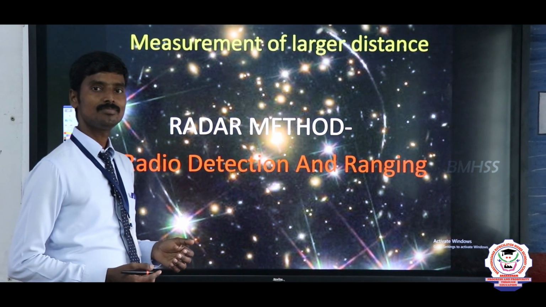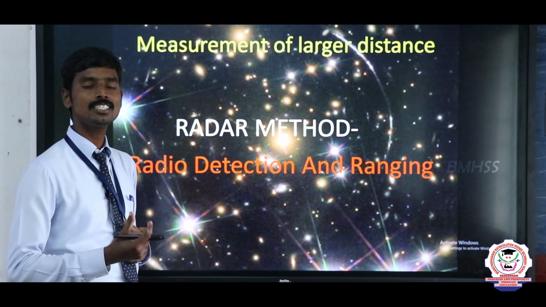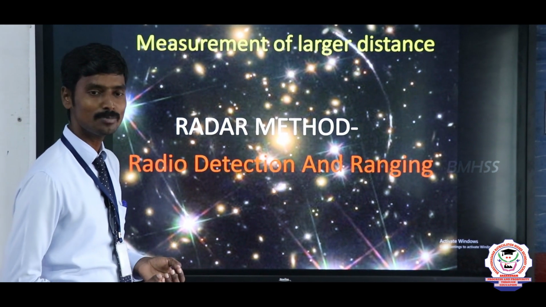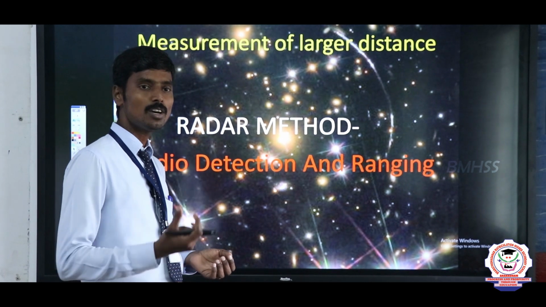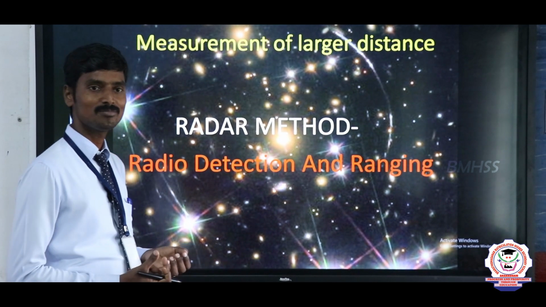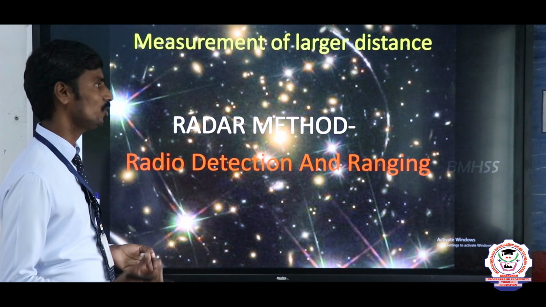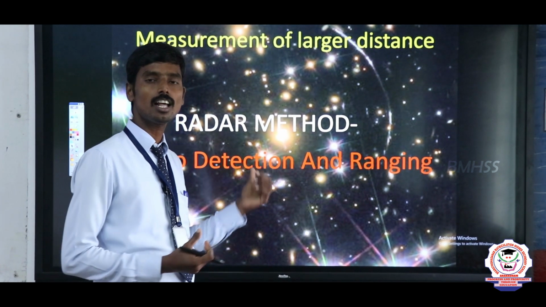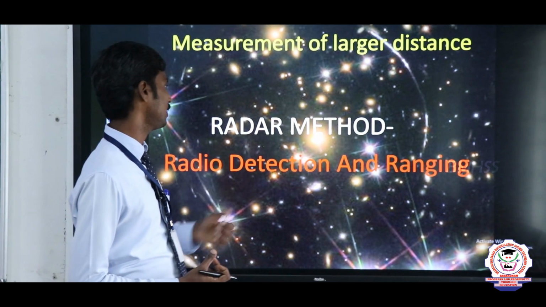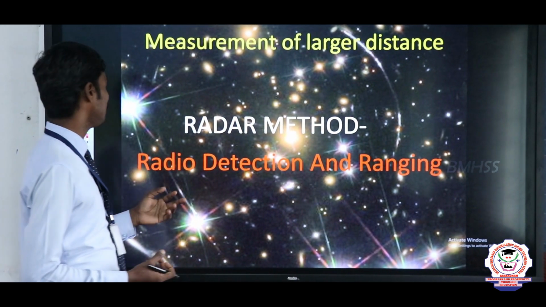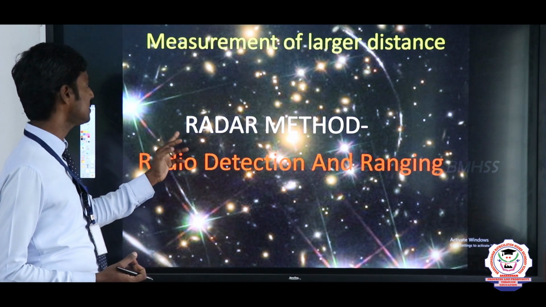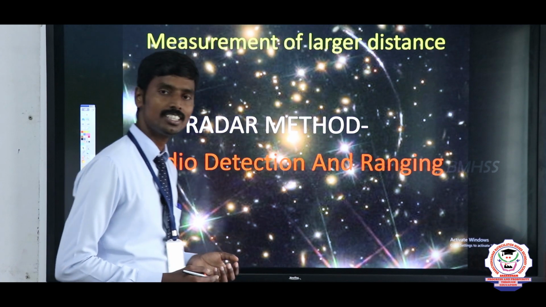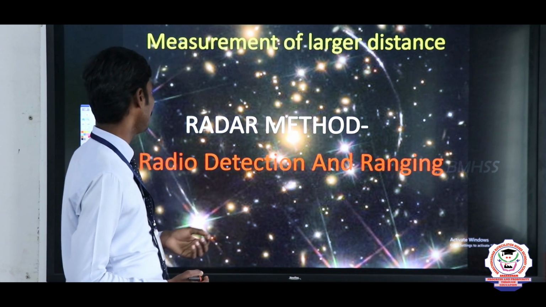Already we know how to measure the distance between the two planets. Arun, say, how to measure the distance between the two planets? Is it possible to measure using a meter scale? Yes, impossible. So at that time we introduced a special method, known as the radar method. The word radar stands for radio detection and ranging. Radio detection and ranging, so that is the expansion of radar.